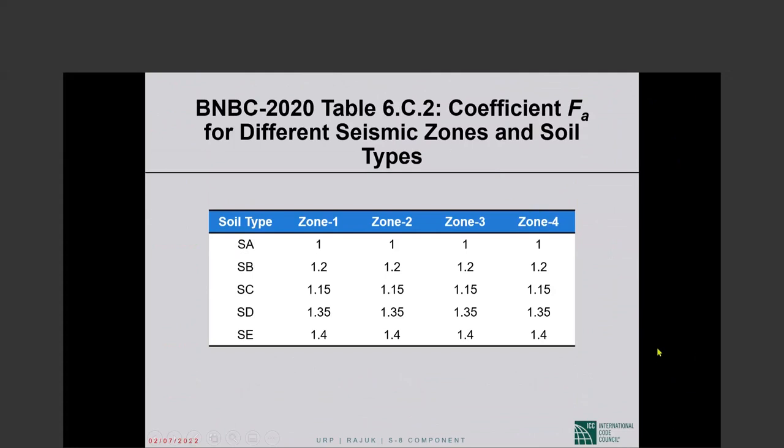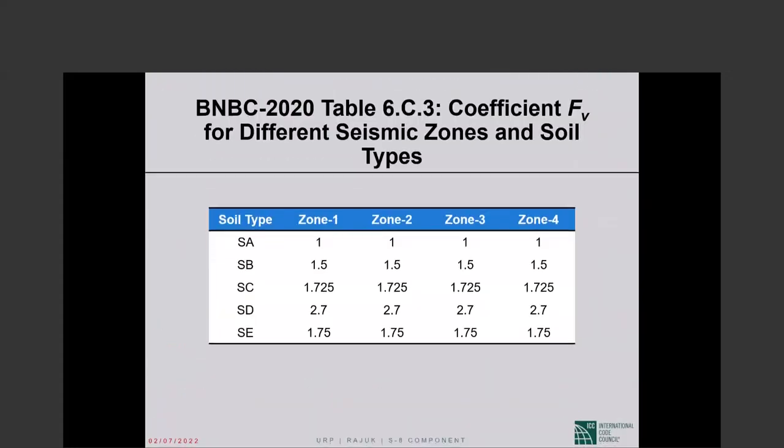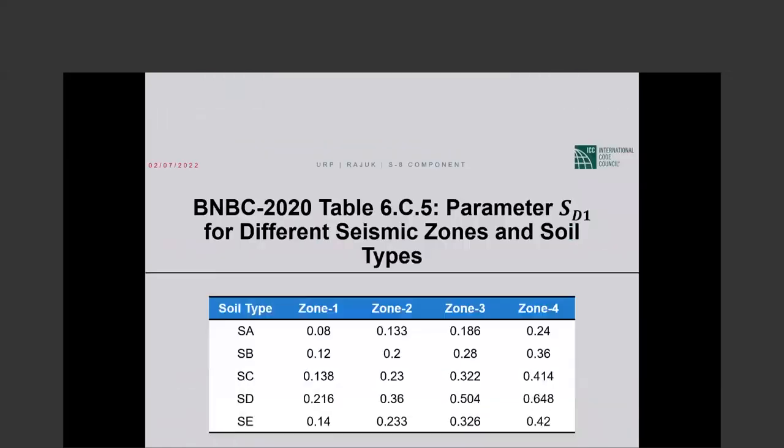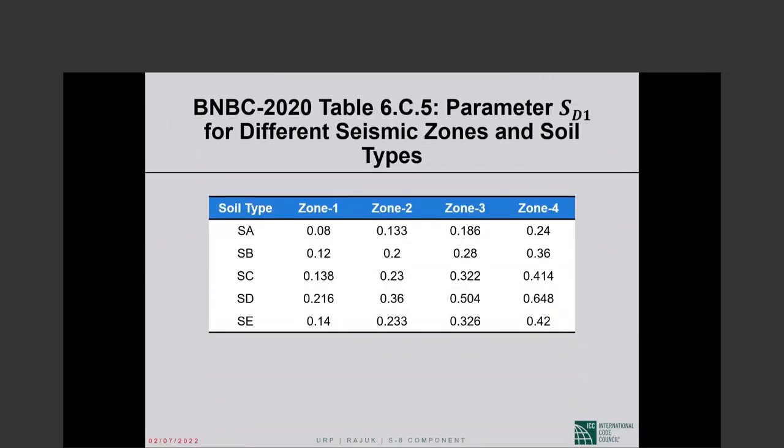So the next table gives you F sub A values for the different seismic zones. Then the F sub V values for the different seismic zones. Then the S sub DS, the parameter that we have to calculate in AC7, is given to you ready-made in table 6.C.4. And the S sub D1, which we also have to calculate at great labor, is given to you in table 6.C.5.